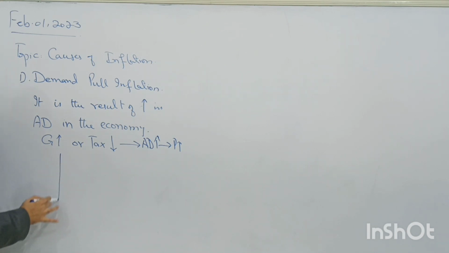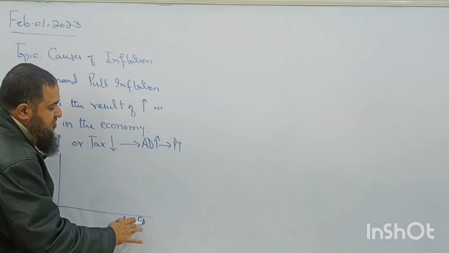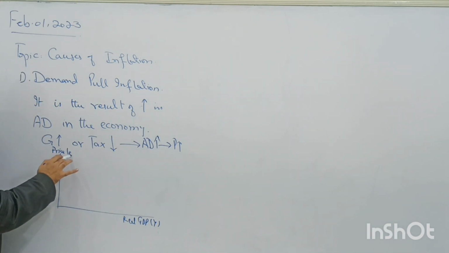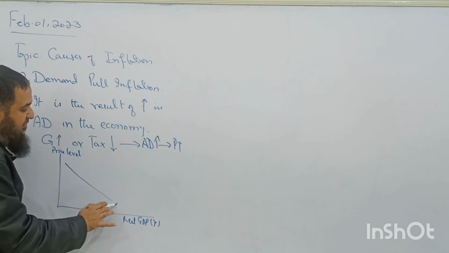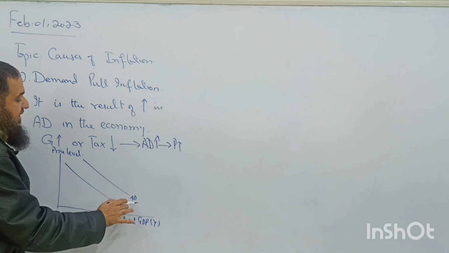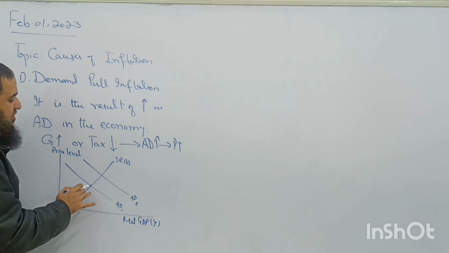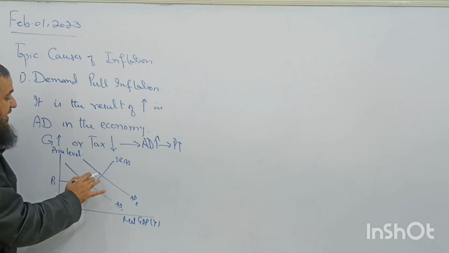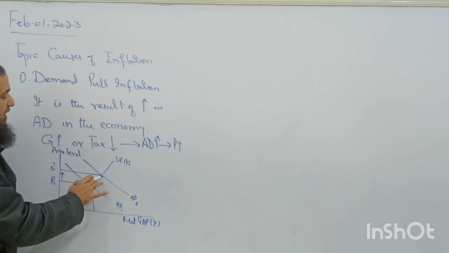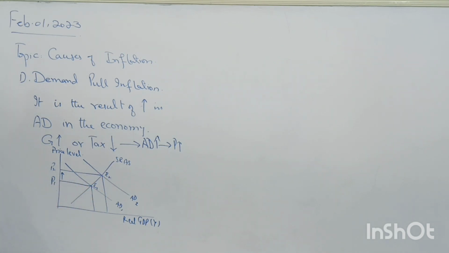So look here, when we talk about demand pull inflation during the short run, this is real GDP, this is the price level. Okay, so aggregate demand shifts rightward. When it shifts rightward and we have the short run aggregate supply curve, what happens during the short run? General price level will go up. This is called demand pull inflation during the short run aggregate supply curve.